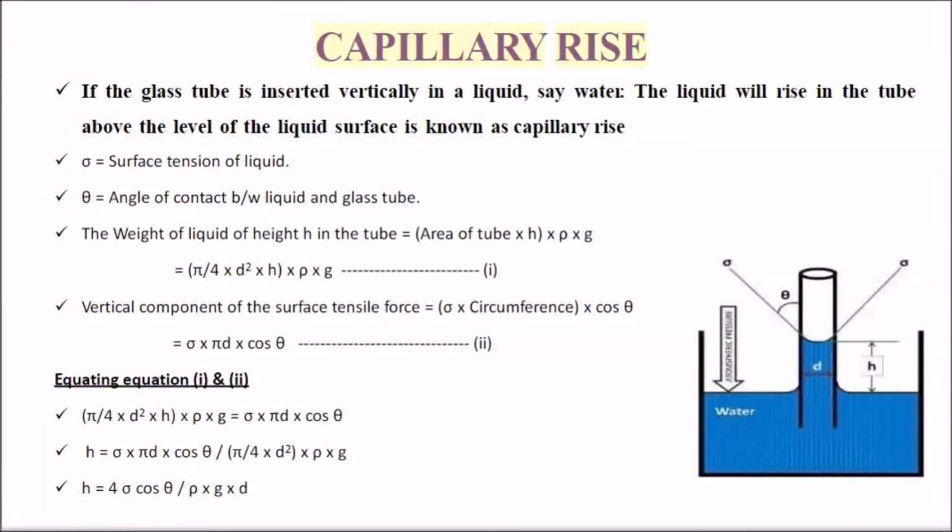Capillary rise. If a glass tube is inserted vertically in a liquid, say water, the liquid will rise in the tube above the level of the liquid surface. This is known as capillary rise. S equals surface tension of liquid, θ equals angle of contact between liquid and glass tube.